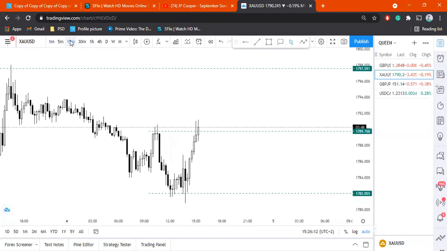So which are your favorite pairs? I only trade gold, pound USD, and pound yen. Only those three. And how has it been going for you? Is it doing well? Yes, it's going very well. Once I realized that I had to trade those three pairs only, it changed everything.